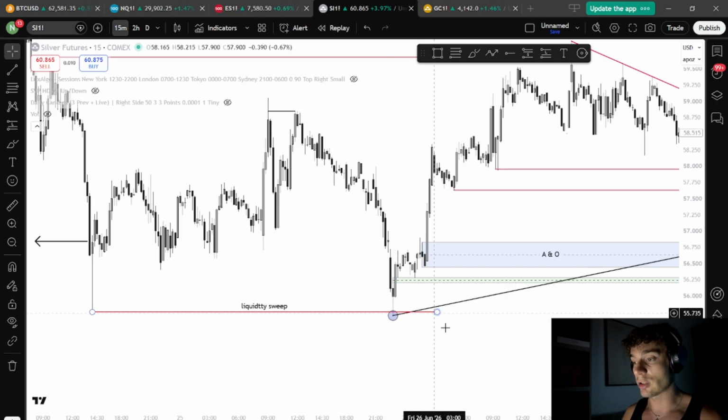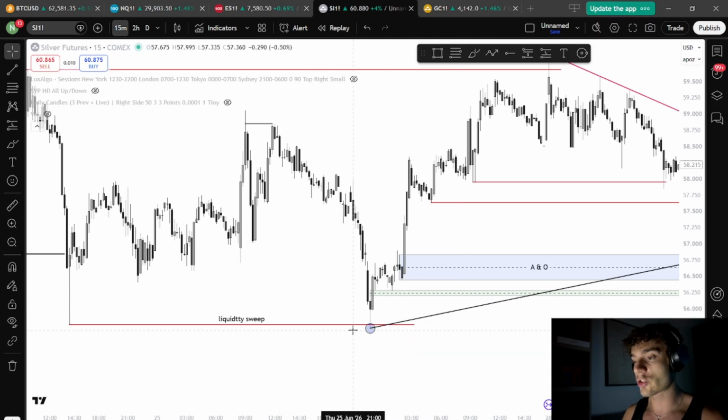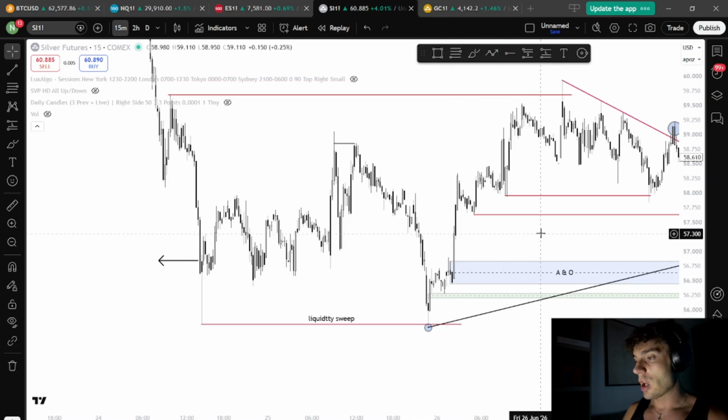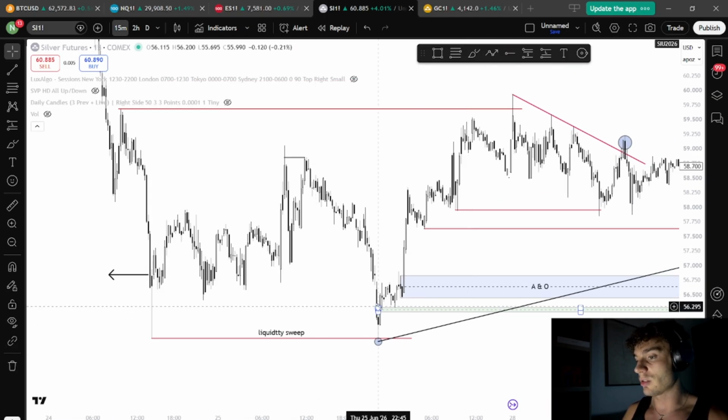We shoot back straight to the range, right? So for us, shorts are not possible here anymore. Now we actually might look for longs. And then we go back to the range and we start pushing up. For me, still there is no place for entry at all.